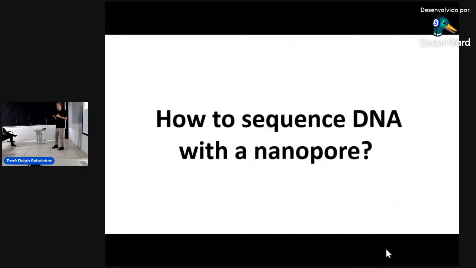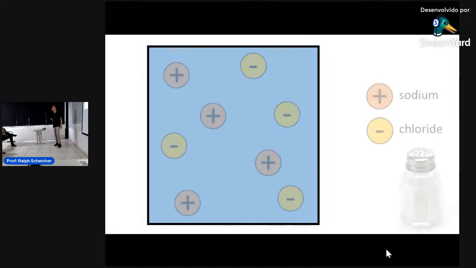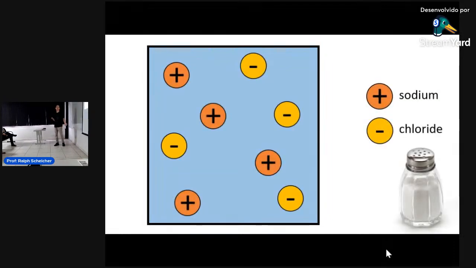So how to actually do it then? How to use nano-devices? In particular, I will focus on nanopores to sequence DNA. So I will run through some kind of schematic setup here, some experiment in a cartoon way, just to illustrate the idea. So we start with some empty container, some box here, and we fill it with water. And then we put ions inside. For example, sodium and chloride, but it can be also potassium and chloride, some other ions also.